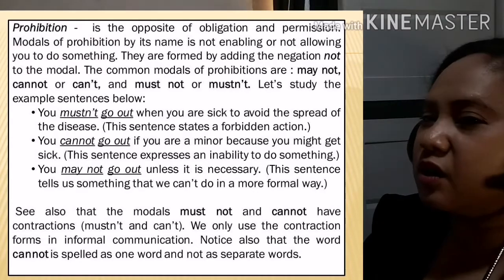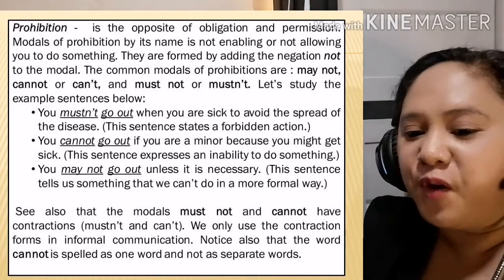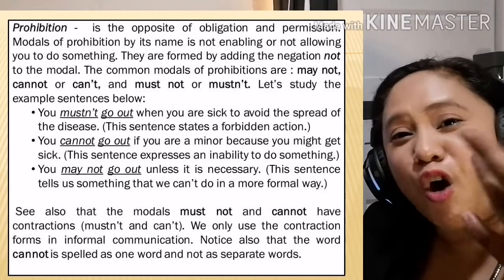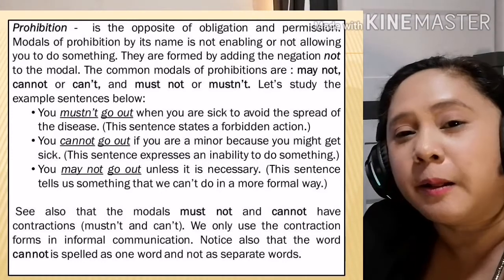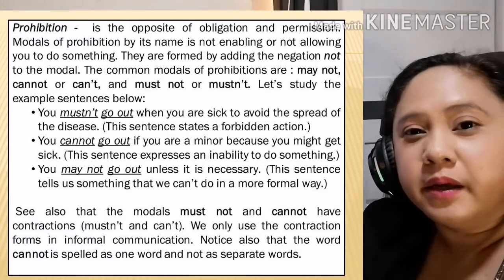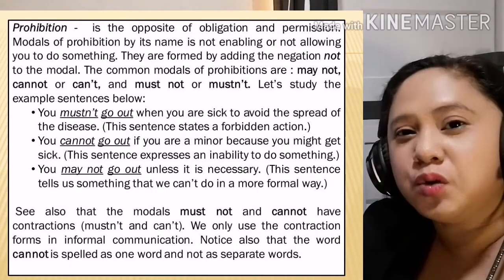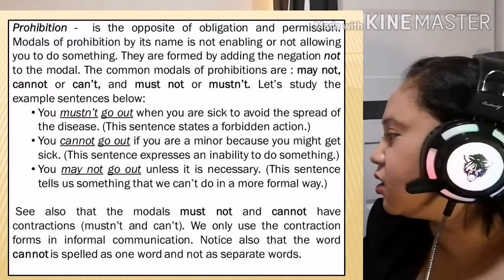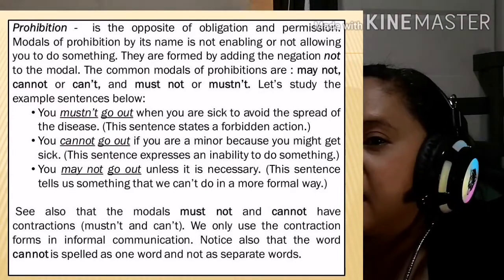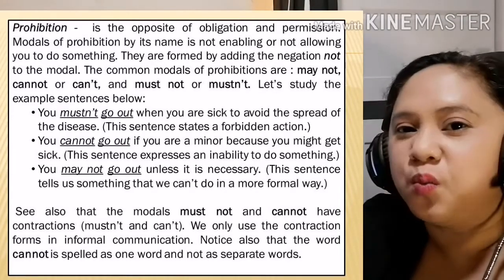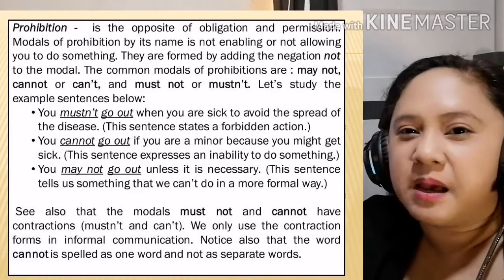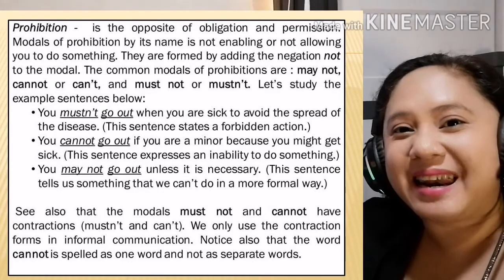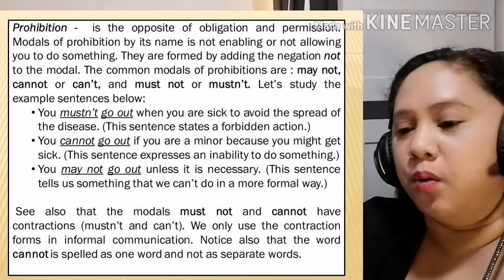We only use the contraction forms in informal communication. So when you're talking to your friends, you can use that. But when it is written, you must avoid using mustn't and can't. Notice also that the word cannot is spelled as one word and not a separate word. So the word cannot should be one word only.